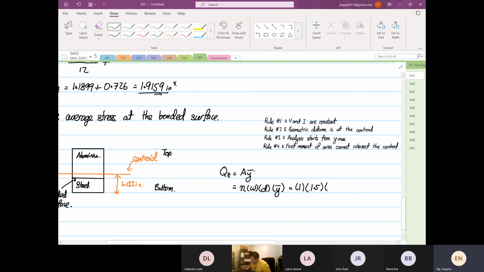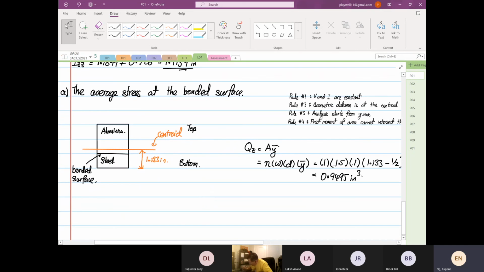Our depth is 1 inch. Then the centroid, or y bar, is 1.133 minus 1 divided by 2. So this will be equal to 1.133 minus 0.5 times 1 times 1.5, which is equal to 0.9495 inches cubed. Okay. So now we can find the shear stress of the bond.